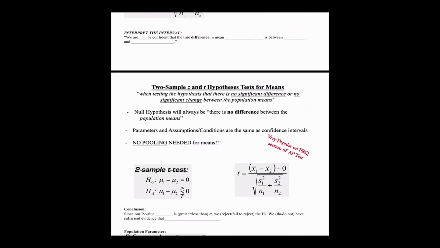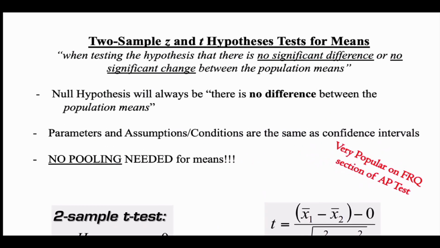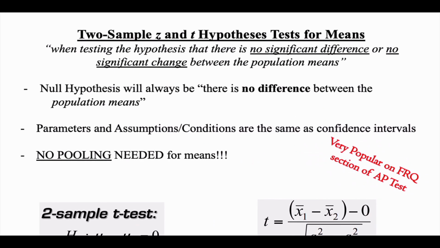Okay. Let's go to hypothesis tests. Hypothesis test. It's the second page. Top of the second page. So again, two samples, Z and T hypothesis test for means. When testing the hypothesis, there is no significant difference between the two samples. That's always going to be our null hypothesis. The null hypothesis will always be there's no difference between the population means. We're trying to disprove that. We're trying to reject that.